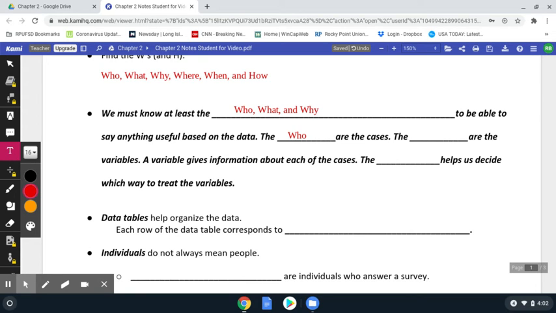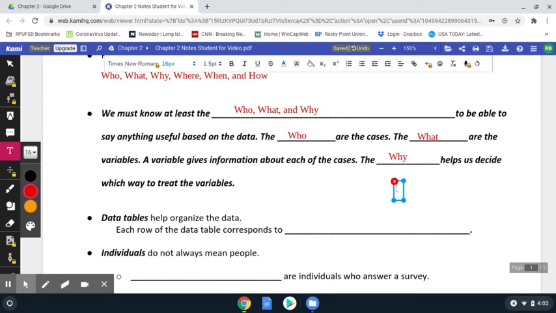Next up, we want to talk about variables. That's where our what comes in. Our what defines for us the variables that we have. Now, your variable is a descriptor term. It gives you information about your cases, and that's important. We need details. And then finally, we've got the why. Can't leave out the why. There it is. So we've got the why last from our who, what, and why.